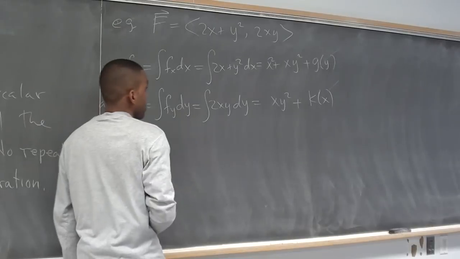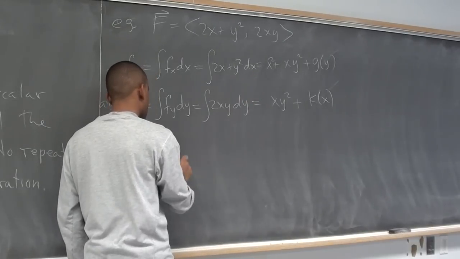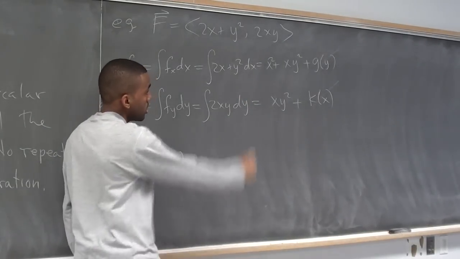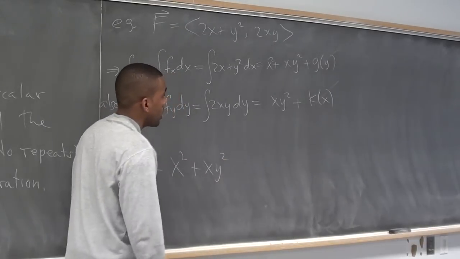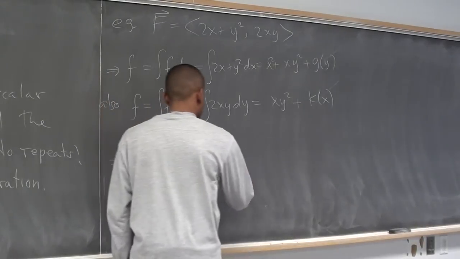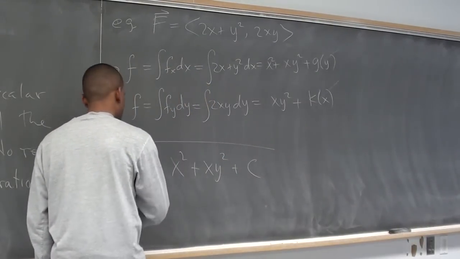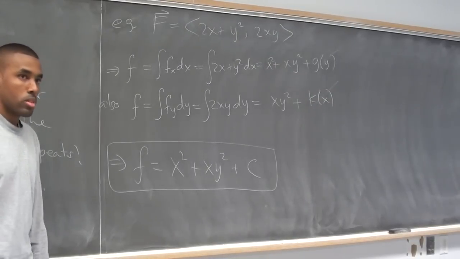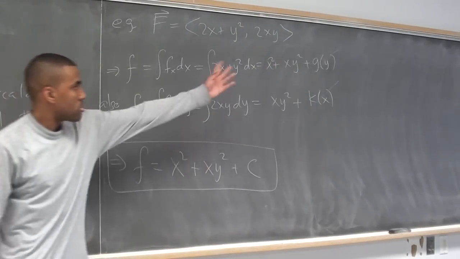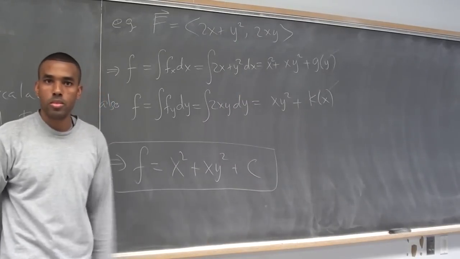So your f is just going to be equal to, an x squared shows up, so write down an x squared. Xy squared shows up, so write down an xy squared. Those are the only terms that show up, plus c. That's your function. You said to ignore the constant, right? Yeah, just ignore those and just put a plus c.